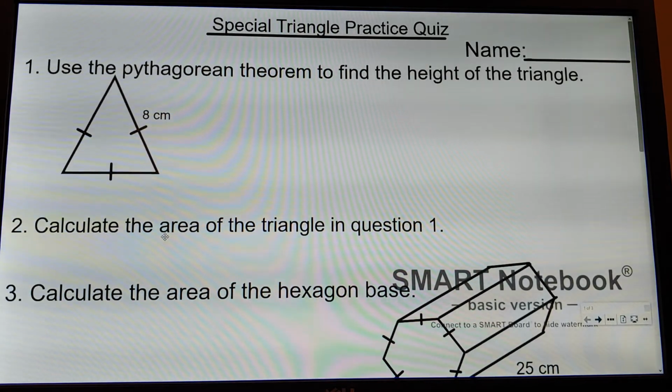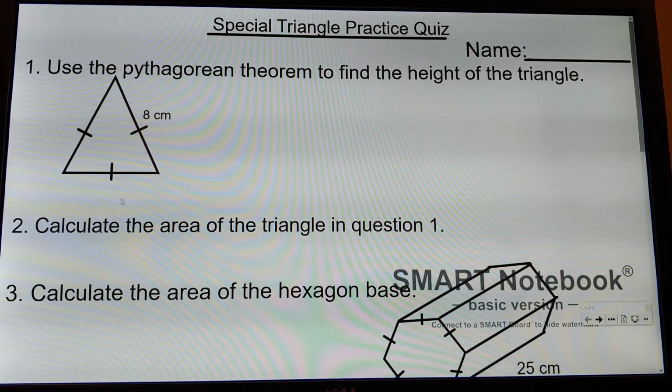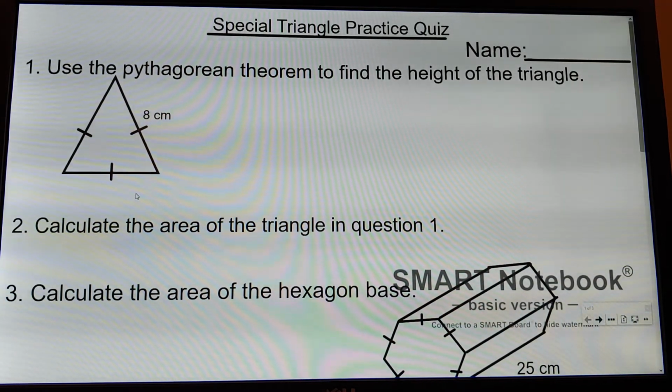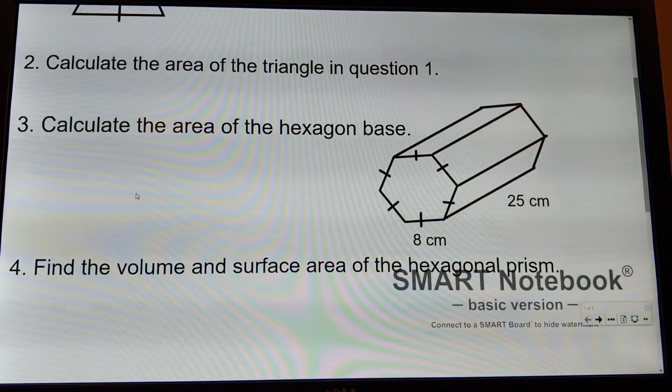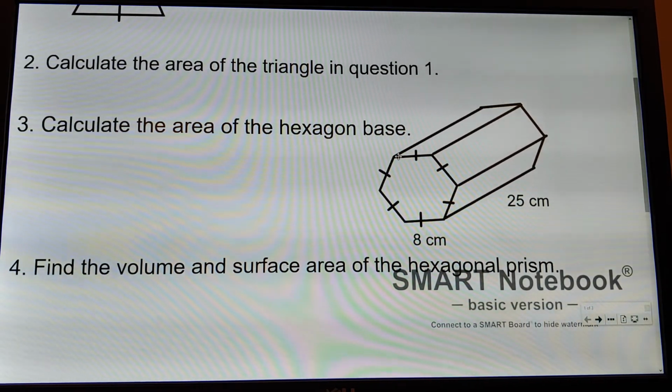Number 2 says, I want you to calculate the area of this whole triangle. Now, number 3 says, calculate the area of the hexagon base.